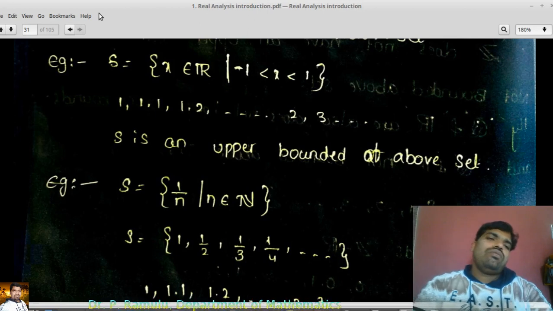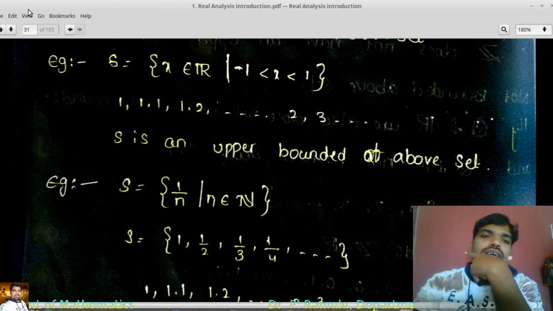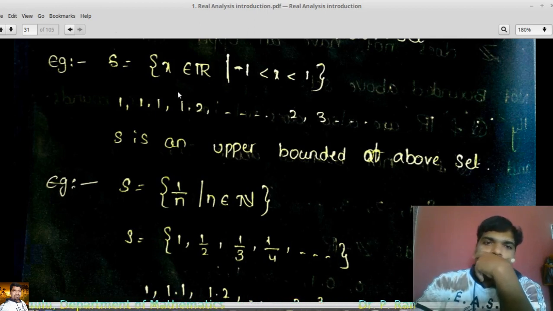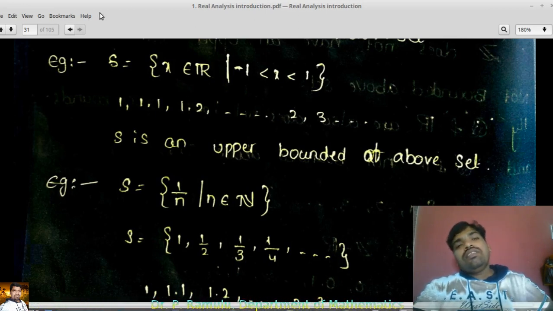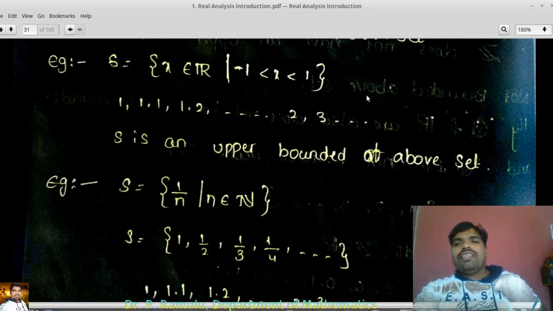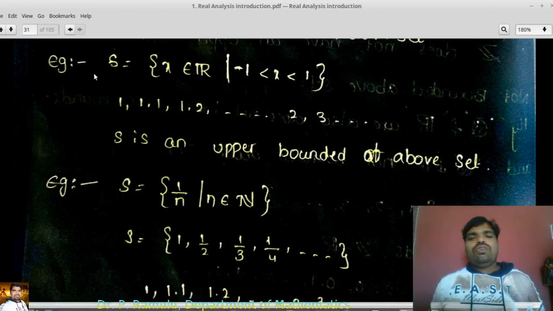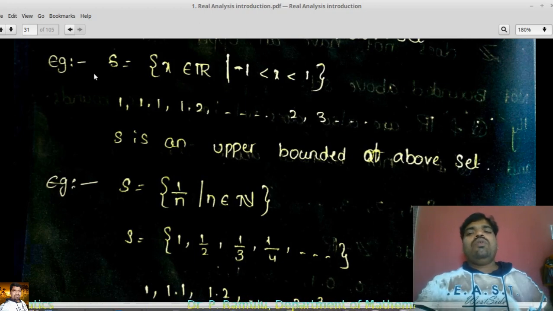Now S is equal to the set of x belonging to R such that minus 1 is less than x less than 1. Similarly, this set has elements between minus 1 and 1. So 1, 1.1, 1.2, and the numbers after these are all upper bounds. We can take this as a real number line, so all elements of this set lie between minus 1 and 1. After 1, all elements are upper bounds of this set too. So S is a bounded above set.